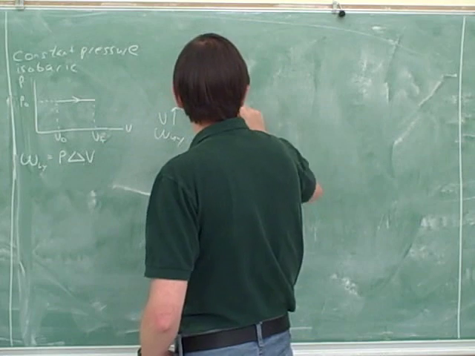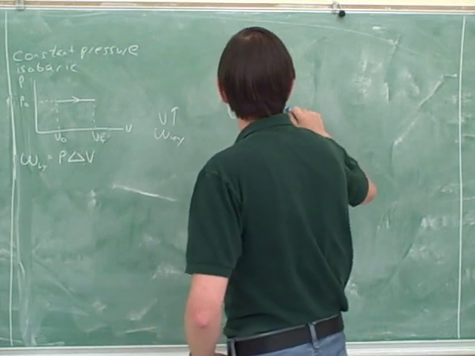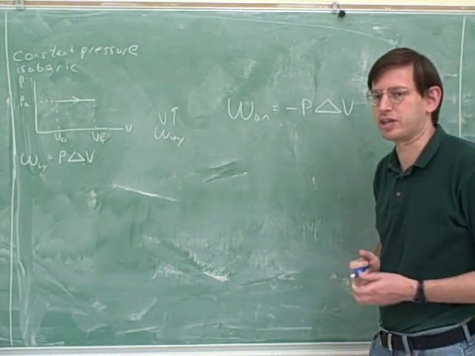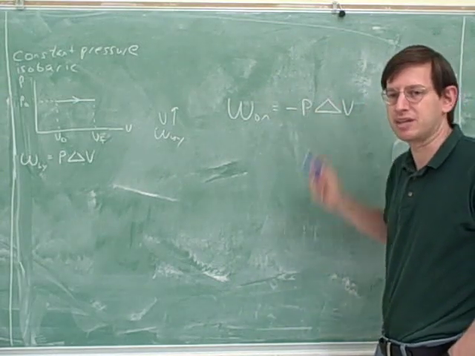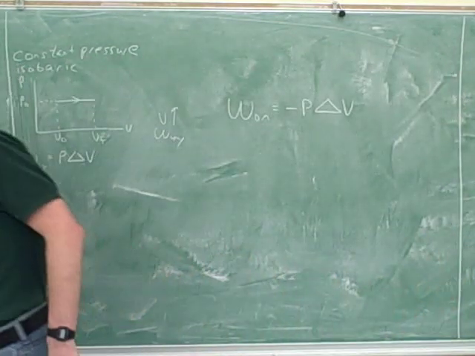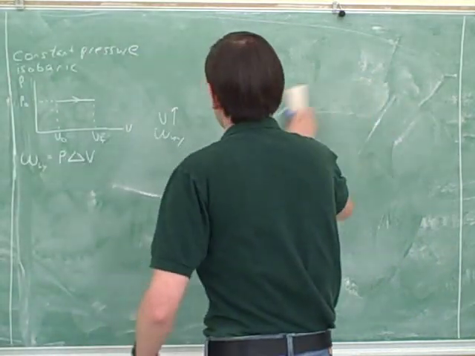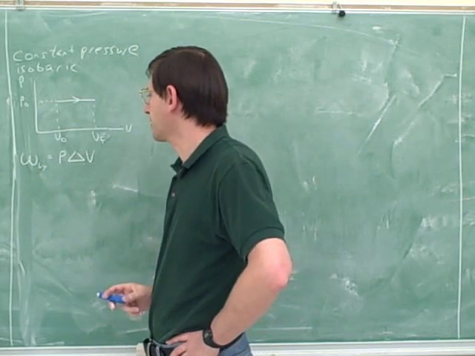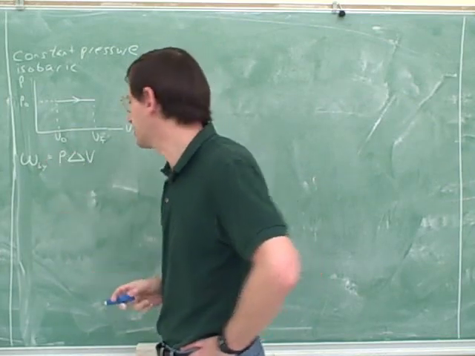You could also write another equation. This is another equation that's always true. You could say the work done on the gas is always the negative of P delta V. In many cases, though, maybe the simplest thing to do is just figure out the magnitude of the work, and then you can figure out the sign on your own by common sense.